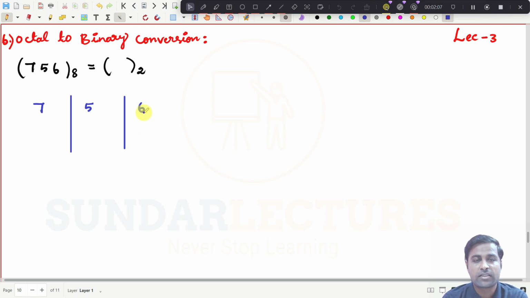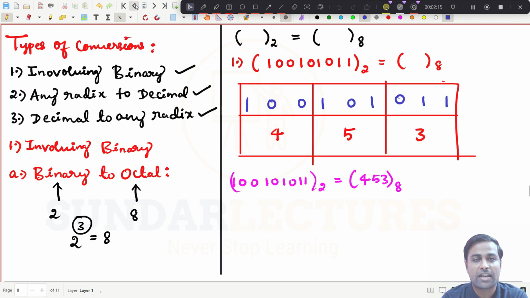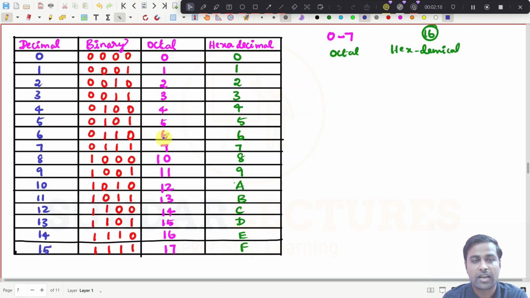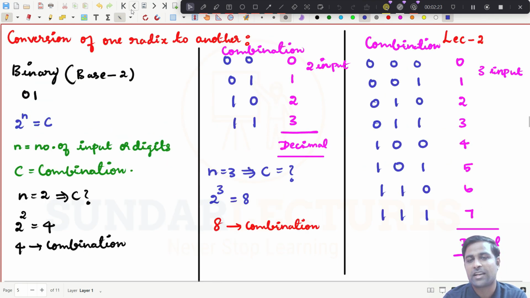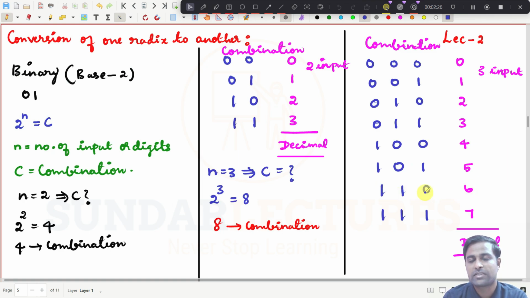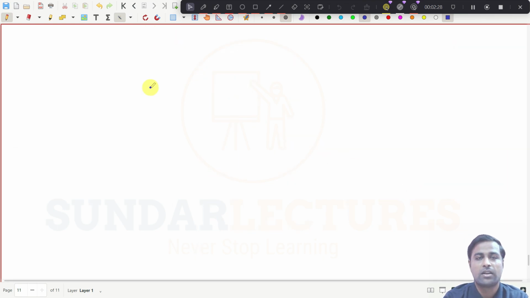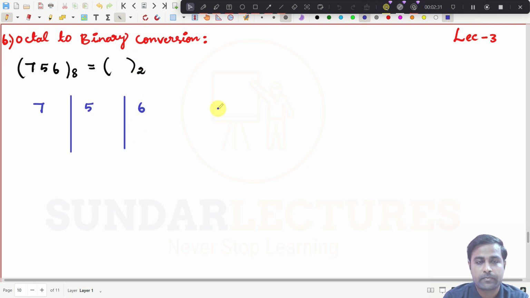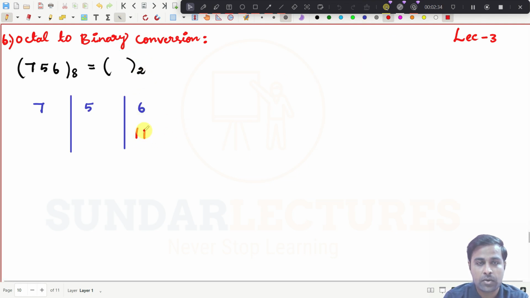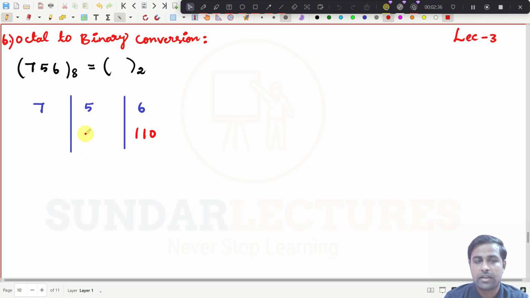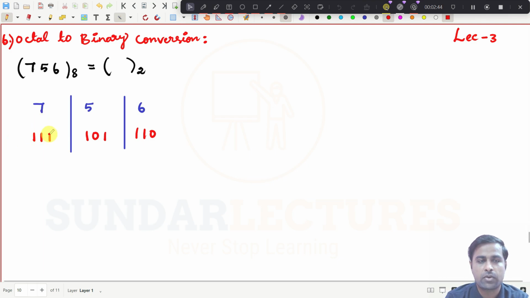Now, what is the equivalent of 6 in binary values? You see here, I will go here. See here, 6. This is octal. This is 6. It is 110. Put this 11 here. It is 110. And what is 5? It is 101. You try to understand. You get the values from the previous table. And what is this one? 7. It is 111. That's all.